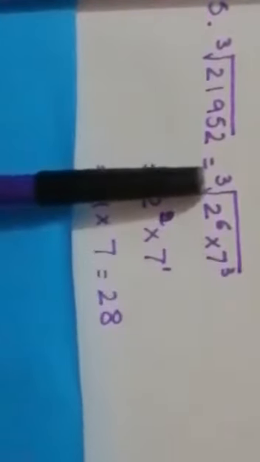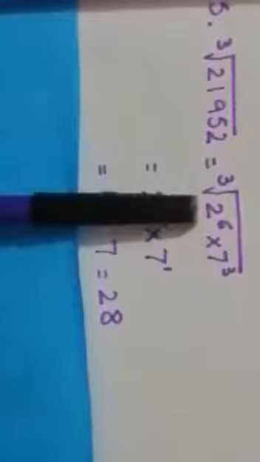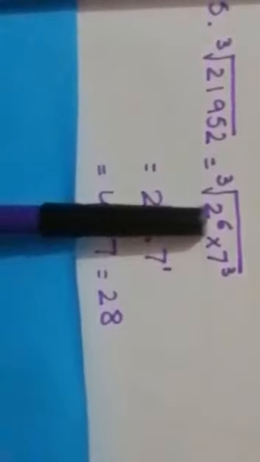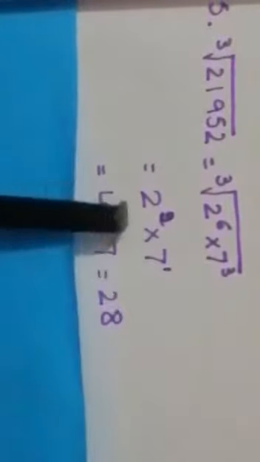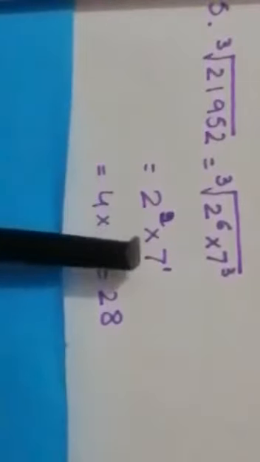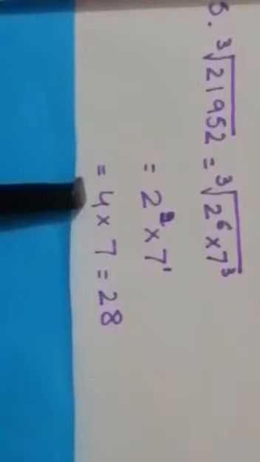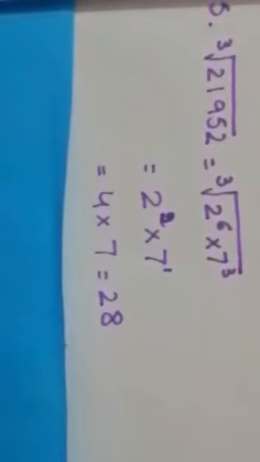When we take the cube root of any number, we take 1/3 of the power and keep the base the same. So write 2, and the power is 6; 1/3 of 6 is 2, and 1/3 of 3 is 1. 2 to the power of 2 means 4, and 7 to the power of 1 is 7. So 4 multiplied by 7 is equal to 28.